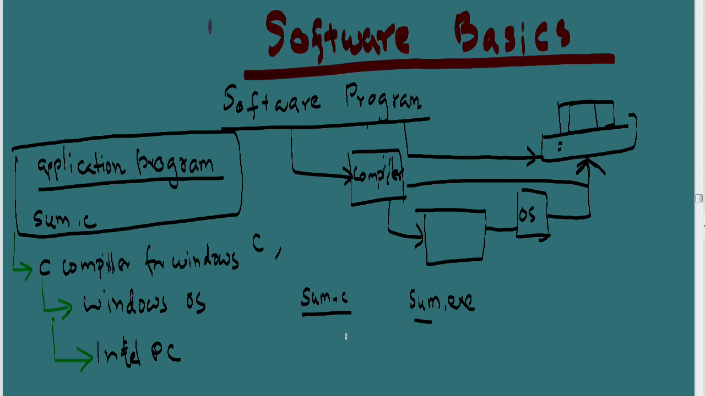Basically, what you are really doing is taking something which you can understand. To create sum.c, you typically use something like Notepad. You open a text editor and write the program. This is something you can understand, because someone could argue, why not create the program in machine language, which the hardware can understand? But that is difficult for you to understand.